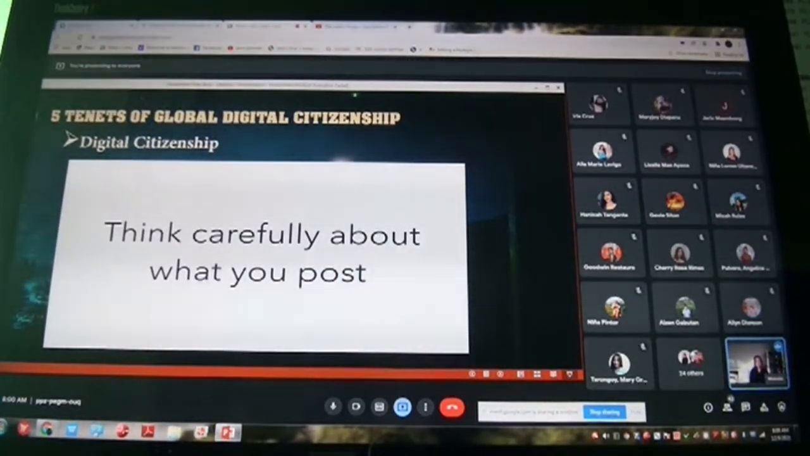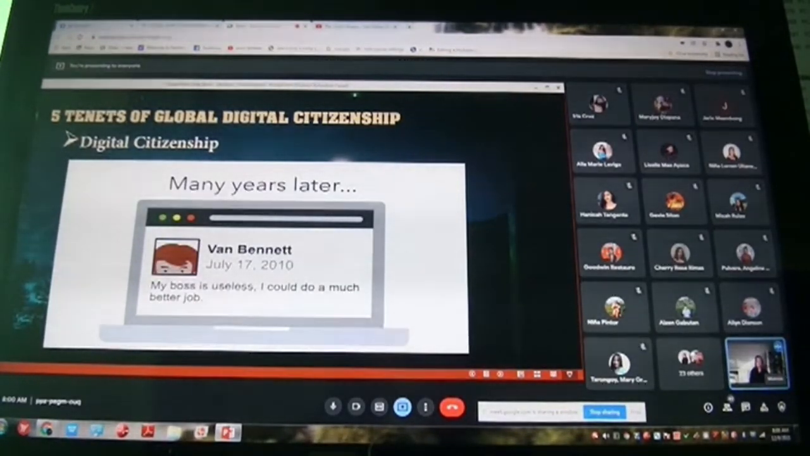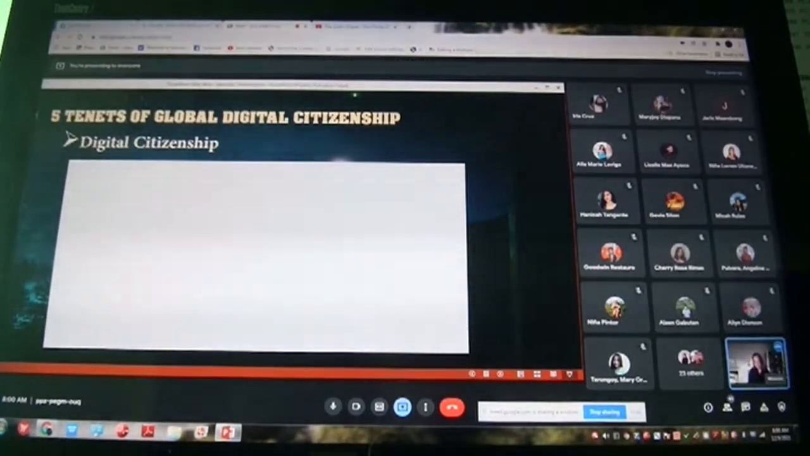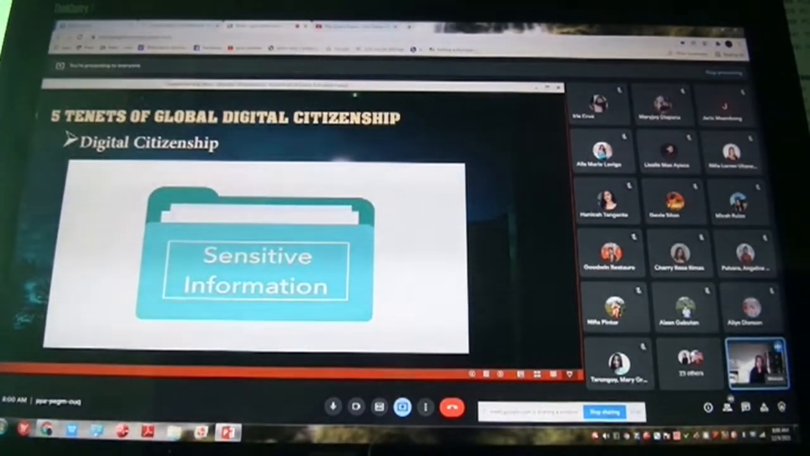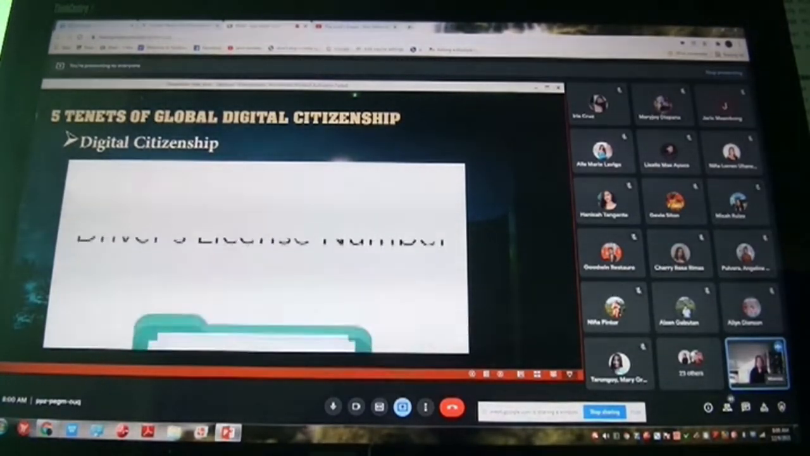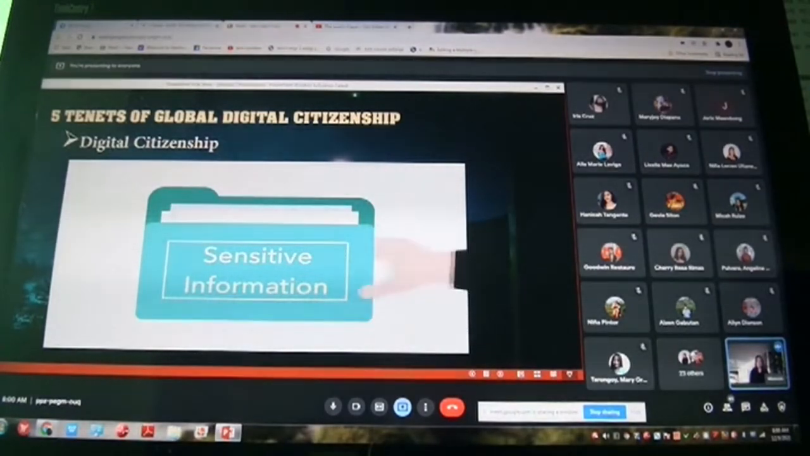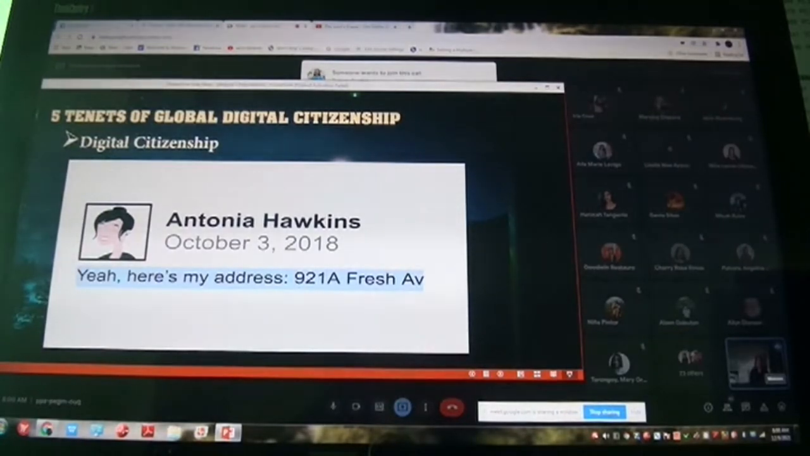Always think carefully about what you post online. Remember that once you submit something, you lose control of it, whether it's a message board post or a text message. That's one big reason why your digital footprint can last for many years. So don't post anything that could hurt you if someone found it years later. Be incredibly careful with your personal info. Avoid posting sensitive information, such as your mailing address, phone number, or driver's license number, as some people may try to use that information to take advantage of you. Whenever you're in doubt whether something is safe to post online, don't post it.